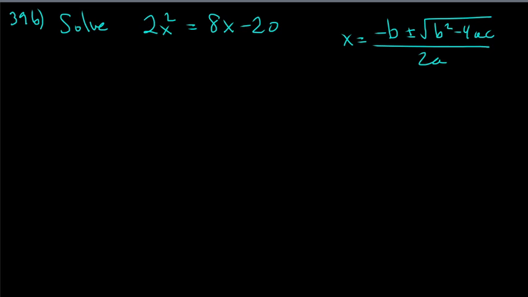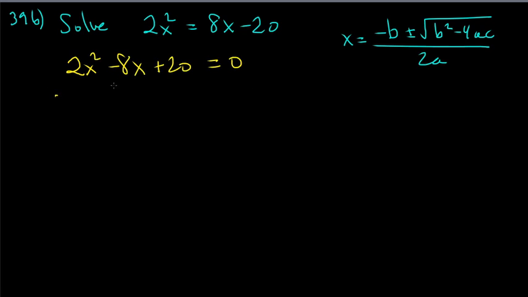Right, 39b. Okay, 2x squared equals 8x minus 20. Again, not in standard form, so let me drag the 8x to the left. 2x squared minus 8x plus 20 equals 0.